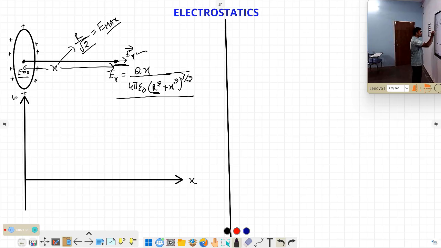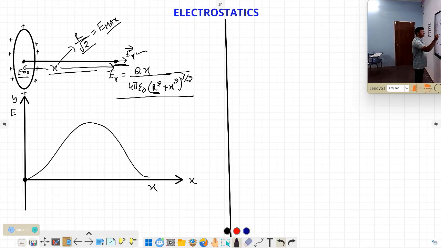X-axis, y-axis, coordinate system chosen. The x-axis is the distance you choose. As the distance of the point is increasing along the x-axis, I am taking the same x, and the y-axis is taken as the electric field intensity. Initially at the center, the x value is 0. When x is equal to 0, electric field intensity is 0. Now as the x value increases, electric field intensity also increases. So the graph will be like this.